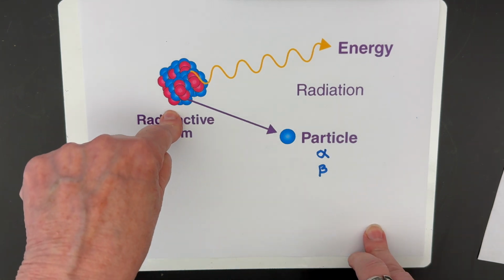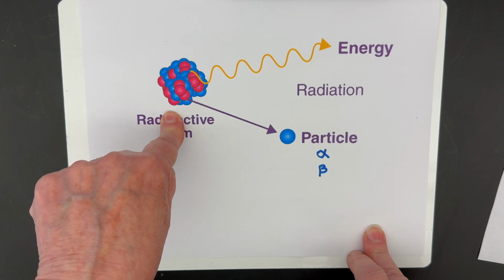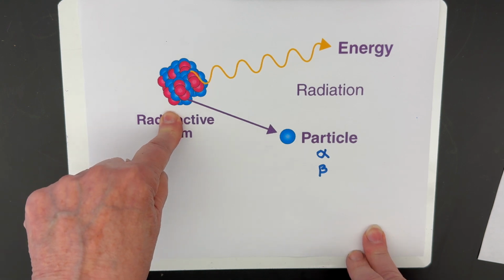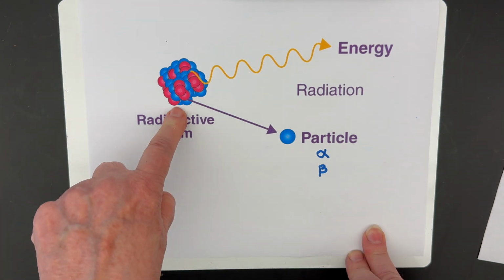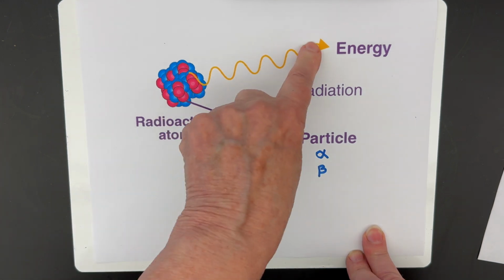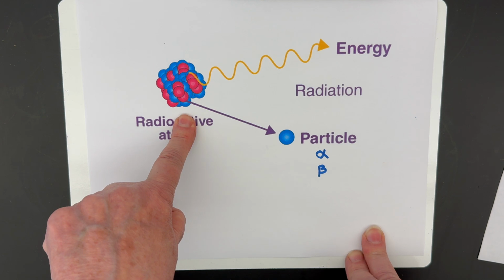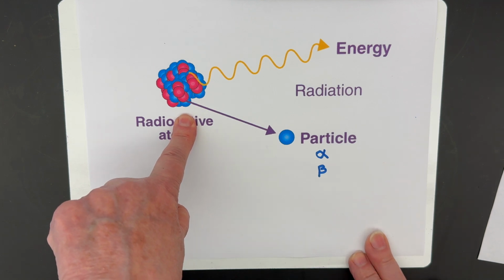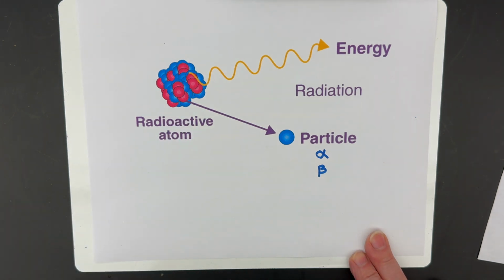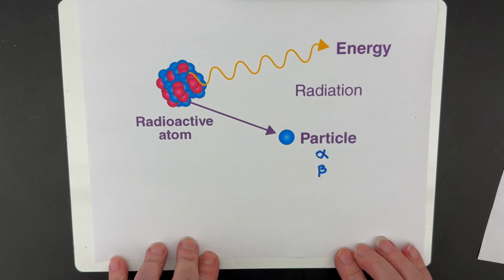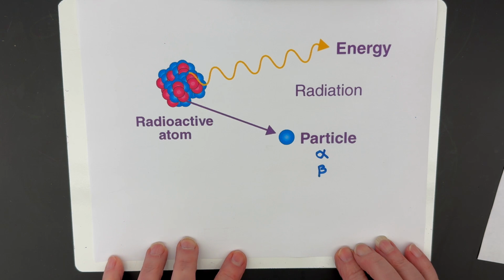So when a nucleus is unstable, that's when it's radioactive. When it shoots off its particle or energy or both, then it becomes more stable. If it's still unstable, it may give off another kind of radiation. And it may continue this until it finally reaches a stable form.